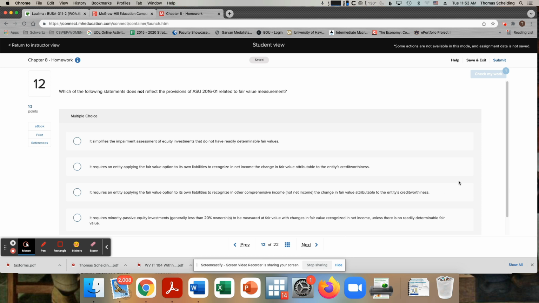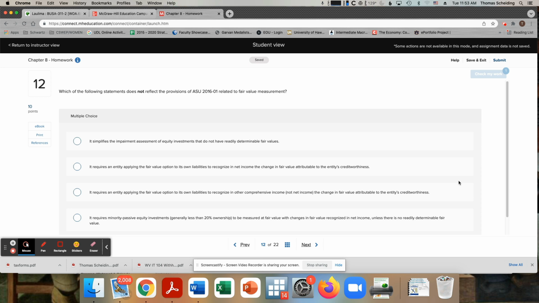Which of the following statements does not reflect the provisions of ASU 2016 for the fair value measurements? Although this may seem a little bit technical to ask, it is pretty important because of what it does.